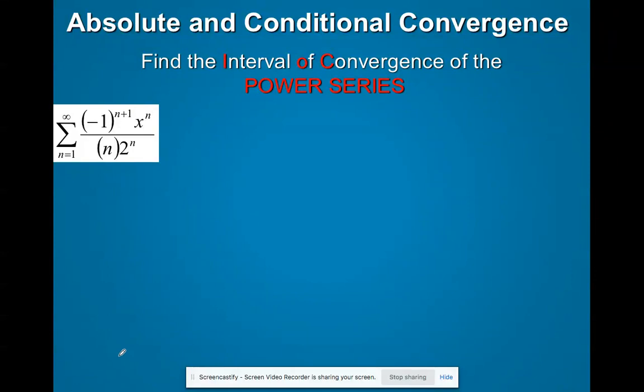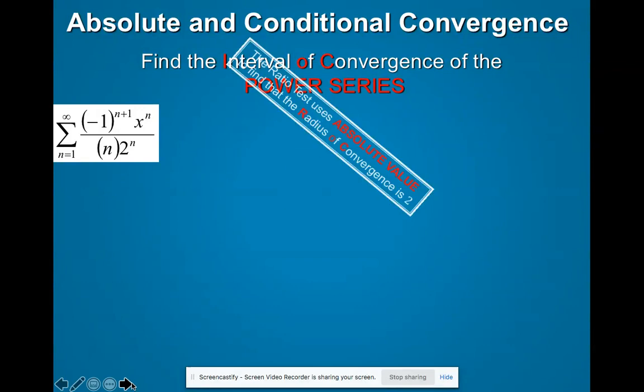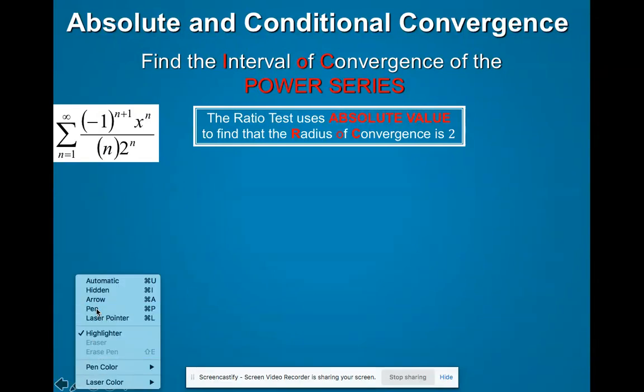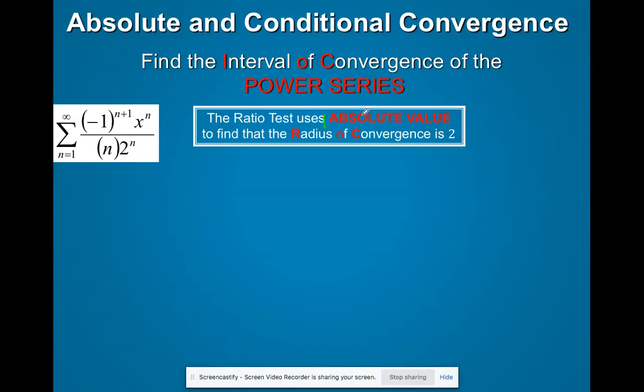This is what I was talking about, no new math, right? You have done this. Find the interval of convergence of a power series means you do the ratio test where you suck out the x and then you find the radius of convergence. I'm not going to do that work. I'm going to tell you that we did the radius of convergence and we got 2, but the ratio test uses absolute value. It already tests for absolute convergence, right?